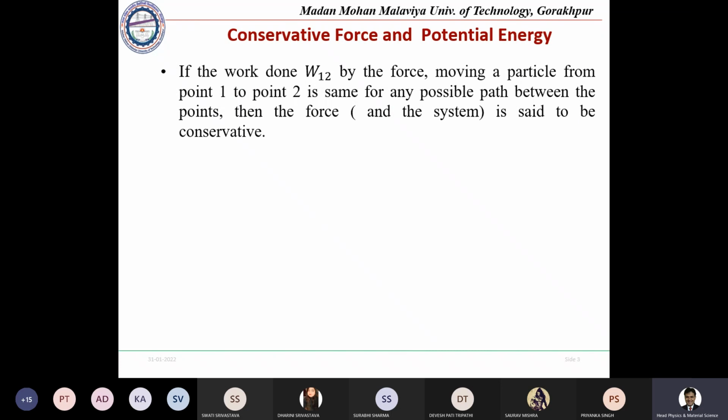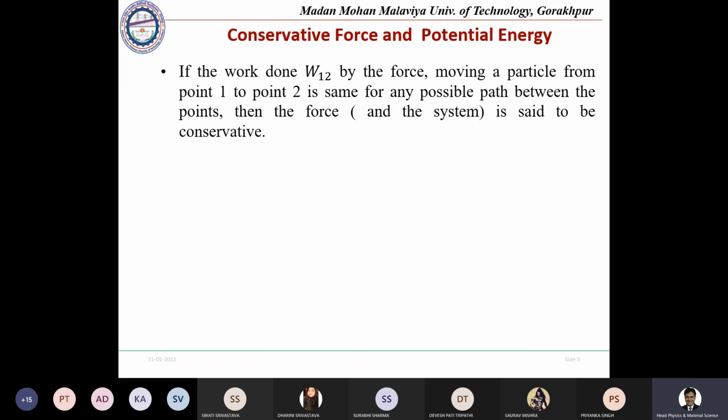तो उसी को मैं डिस्कस करने जा रहा हूं कि इफ द वर्क डन that is W12 by the force means that starting from the point 1 to 2 we are doing a certain work by a force. Moving a particle from the point 1 to 2 is same for any possible path between the points. Then the force and the system is said to be the conservative, means that same force is रिक्वायर्ड है. यानी अगर दोनों रास्ते से आ रहे हैं तो दोनों का किराया समान हो जाएगा, तो हम ये कहेंगे कि हमारा भाई कंजर्वेटिव है सिस्टम कंजर्वेटिव. फोर्स तो नहीं कहेंगे वहां कि क्योंकि सेम money we are paying to reach at a destination. Just I am giving the example, although this is entirely different to that.